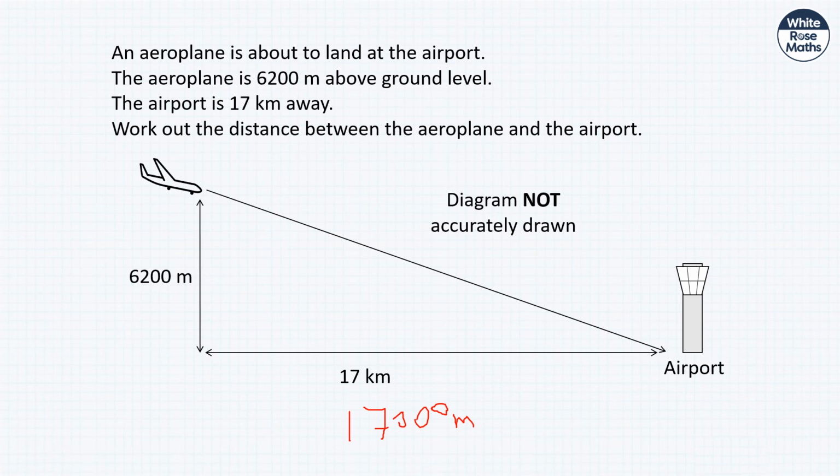An airplane is about to land at the airport. The airplane is 6,200 meters above ground level. The airport is 17 kilometers away. Work out the distance between the airplane and the airport. So again, it will be 6,200 squared plus 17,000 squared. That will have to be square rooted.